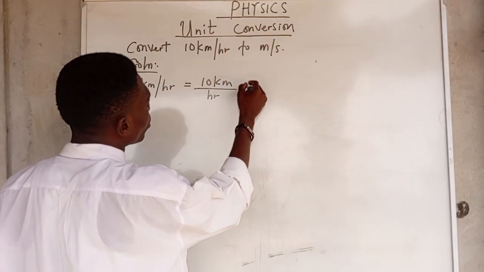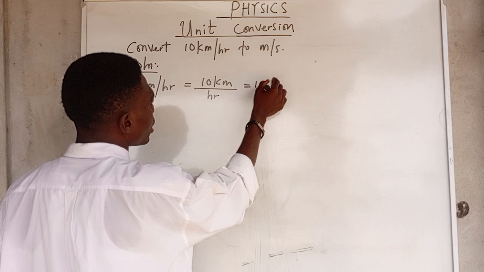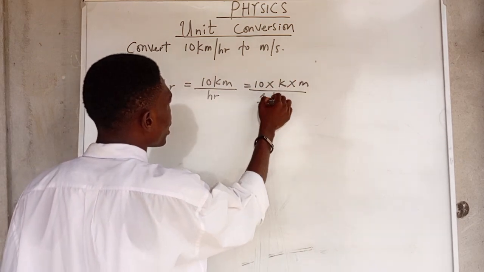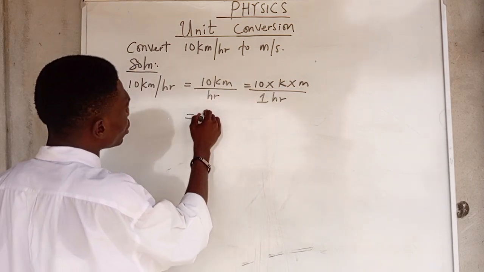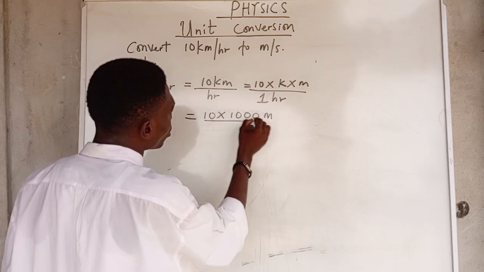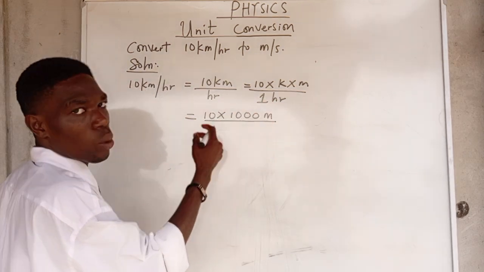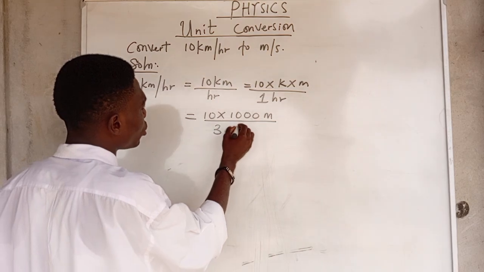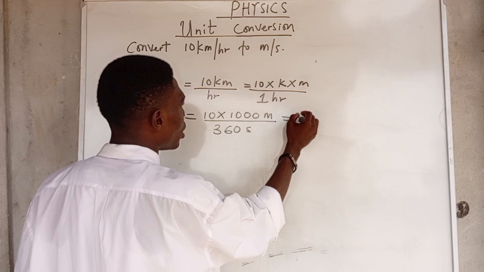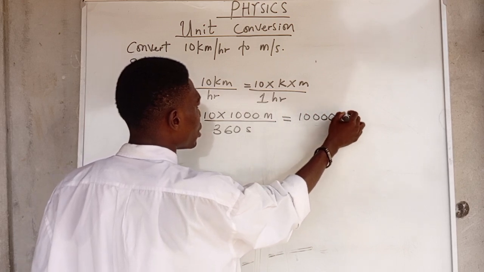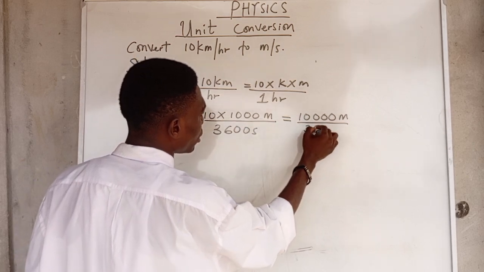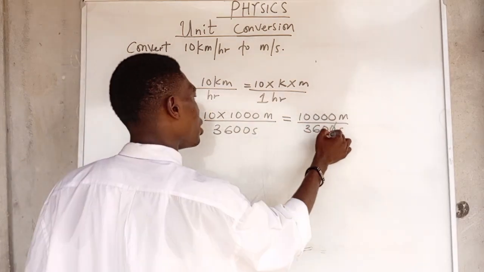And so remember, we're going to use our unit prefixes. 10 times kilo times meter over, this is actually what? 1 hour. So that's equal to 10 times kilo, which is what? 1000, and then meter over 1 hour. We just got that 1 hour is equal to 3600 seconds. So everything is in meter per second. So let's simplify this to give us 10,000, right? Meter over what? Oh, so 3600 seconds. So this is what? 3600 what? Seconds.